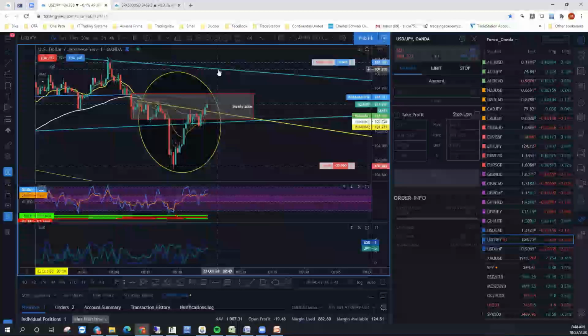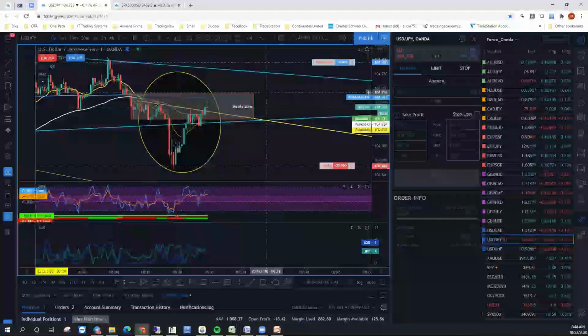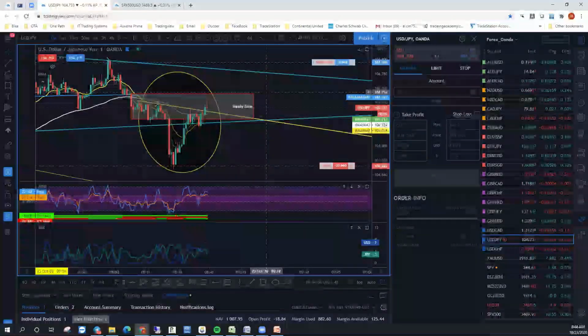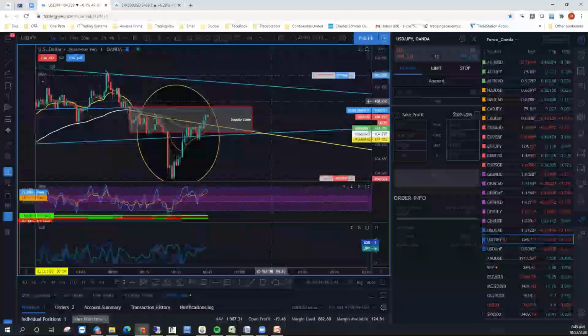The 62, right? The blue one, yeah, right there. It's probably going to tag that before it does whatever it does. If it breaks that, we'll see. I think it's going to go higher, to be honest with you.